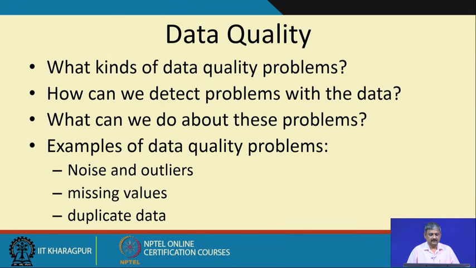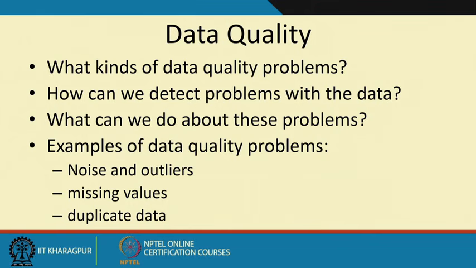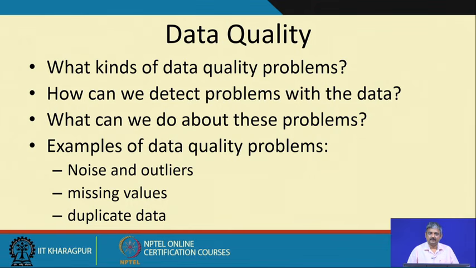So, there are three questions that we will answer. What kind of quality problems can happen? How do we know that there are problems and how to solve them? There can be several types of quality problems. For example, you might have noise and outliers, which is the most common problem. We can have missing values and we can have duplications in the data, a data item captured multiple number of times.